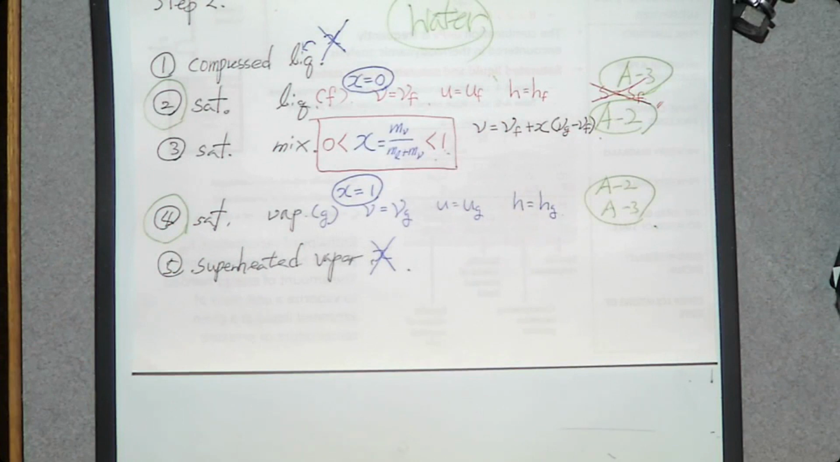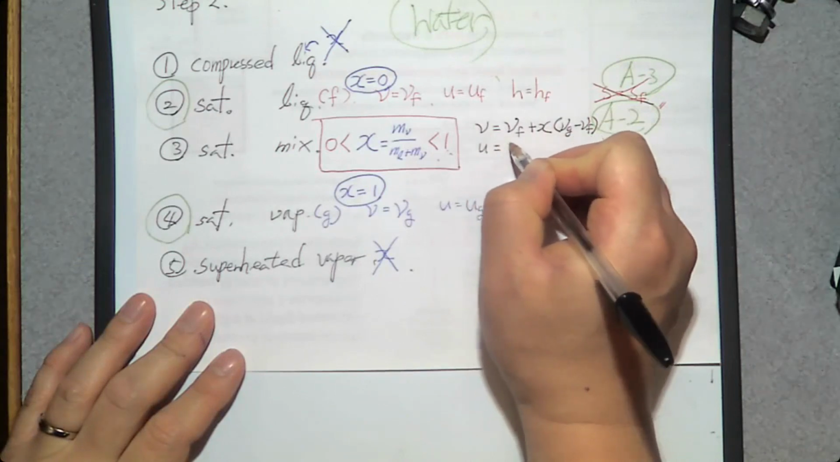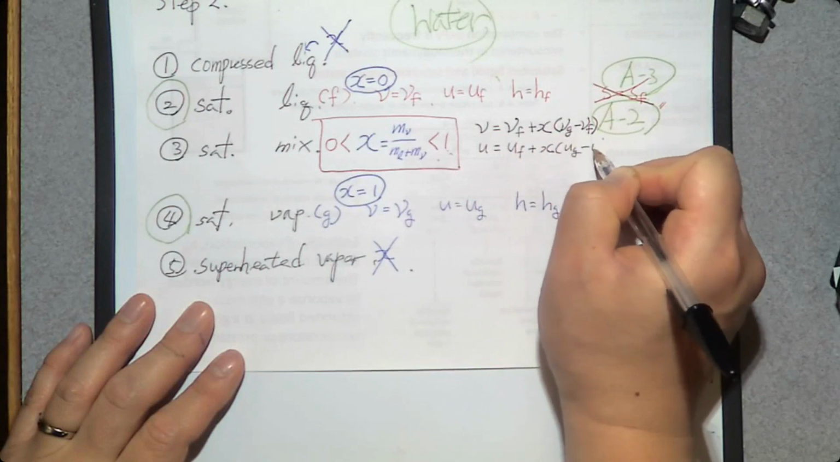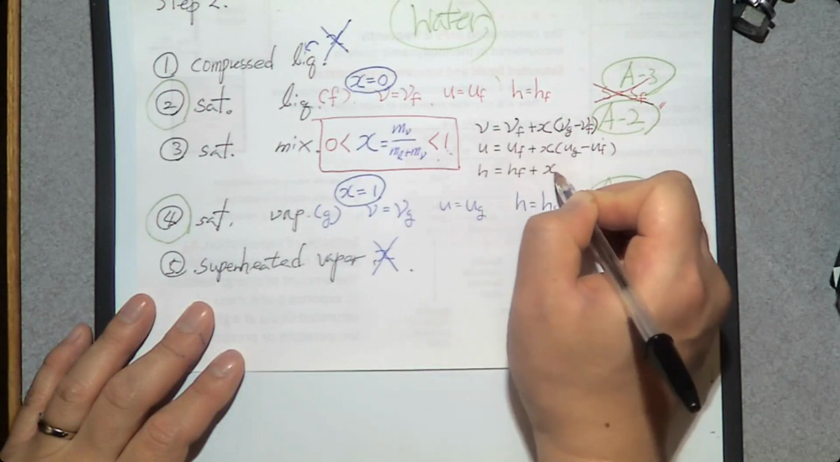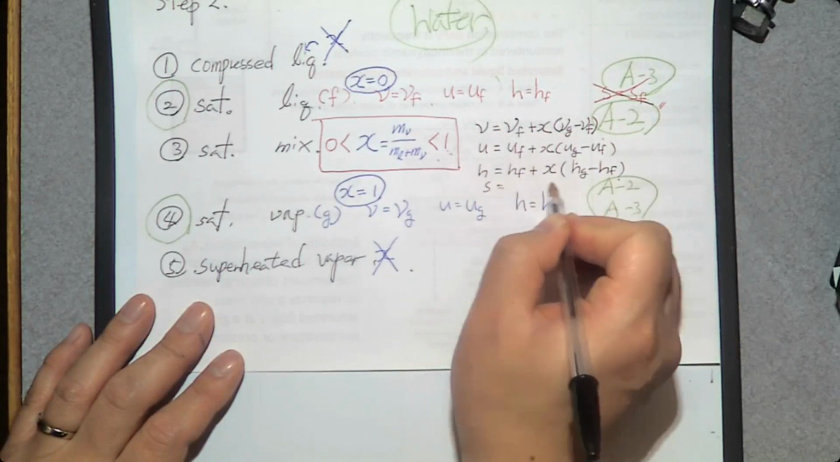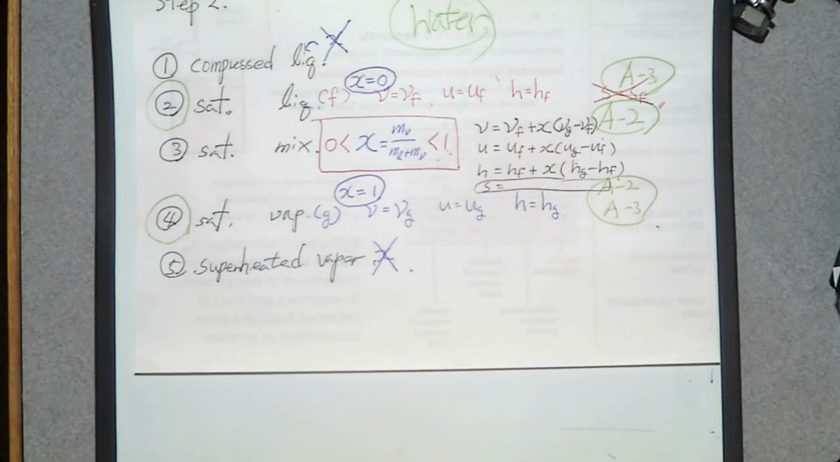What about if you want to determine specific internal energy u or h? You can use the same equation. Just replace v with u. u is uf plus quality x times (ug minus uf). h is hf plus quality x times (hg minus hf). s is the same equation, but let's study entropy later in chapter 6. So these are how to evaluate the properties of a saturated mixture.